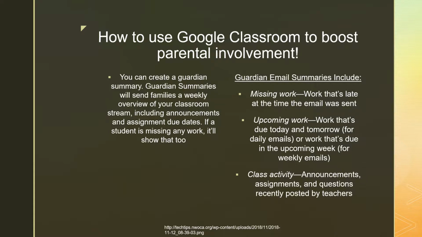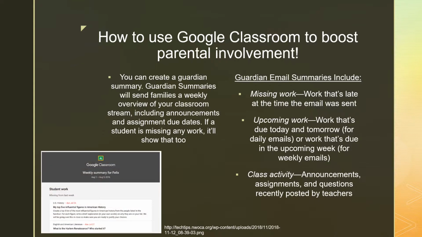Guardian email summaries include missing work, work that is late at the time the email was sent, upcoming work, work that's due today and tomorrow for daily emails, or work that's due in upcoming weeks for weekly emails, and class activity, announcements, assignments, and questions recently posted by the teacher. This is an example of what the Google Classroom summary will look like for the parent, and it'll have their child's name, and if it's weekly, it'll say like August 1st through August 5th, and it'll tell what you're doing for that entire week.